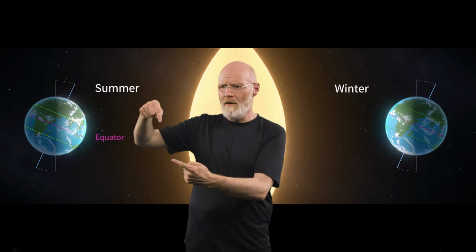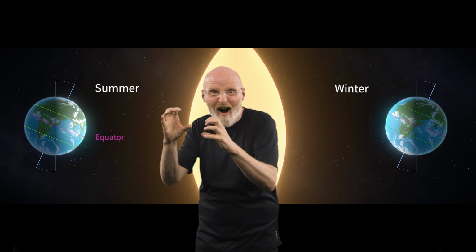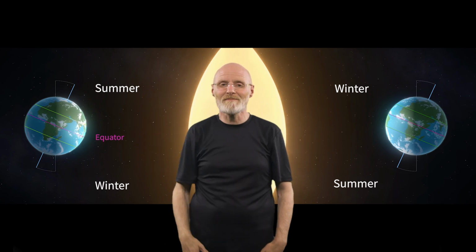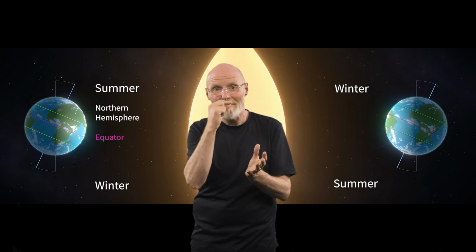But then as the Earth travels around the Sun, this changes, and eventually it's the northern half that's further away from the Sun, colder and darker, and the southern half gets nearer. They have their summer and get more light and warmth. These two halves of the Earth are called the Northern Hemisphere and the Southern Hemisphere.